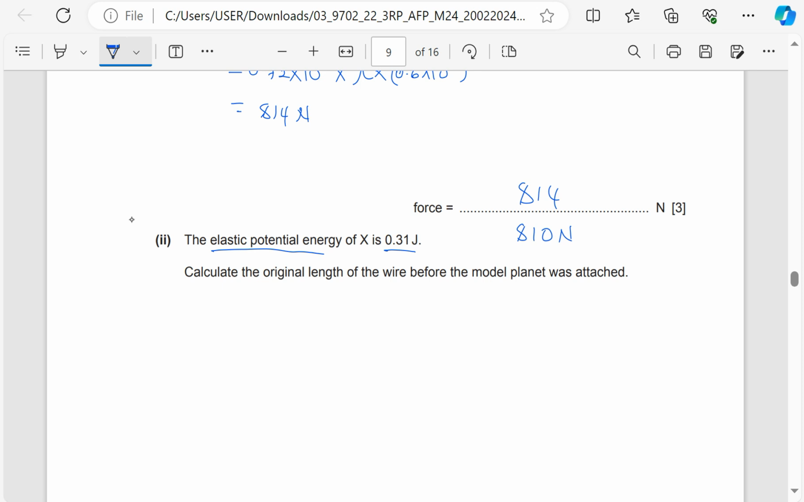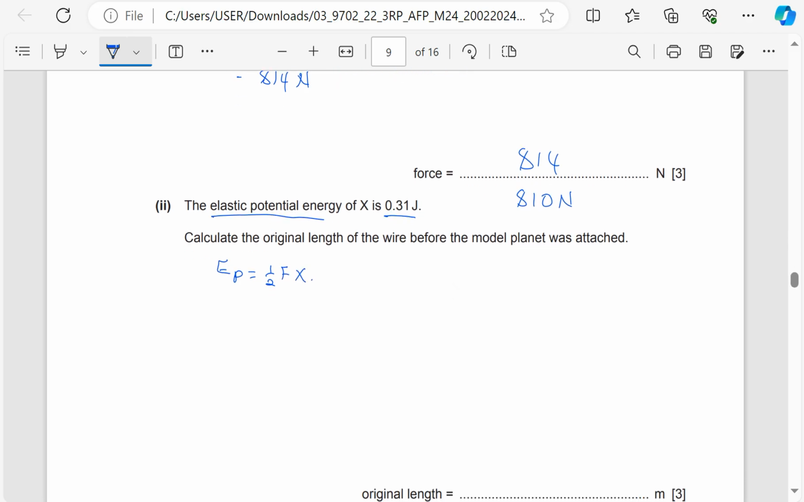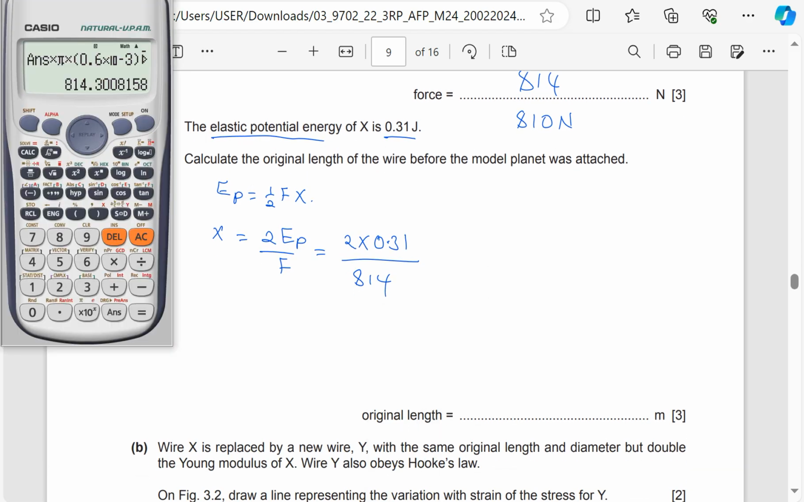So we know that elastic potential energy is equal to a half times F times X, where X is going to be the extension, which means X is going to be twice elastic potential energy divided by F. So this is going to be 2 times the energy, which is 0.31, divided by the force. The force I've got is 814 newtons. So this is going to be 2 times 0.31 divided by 814.